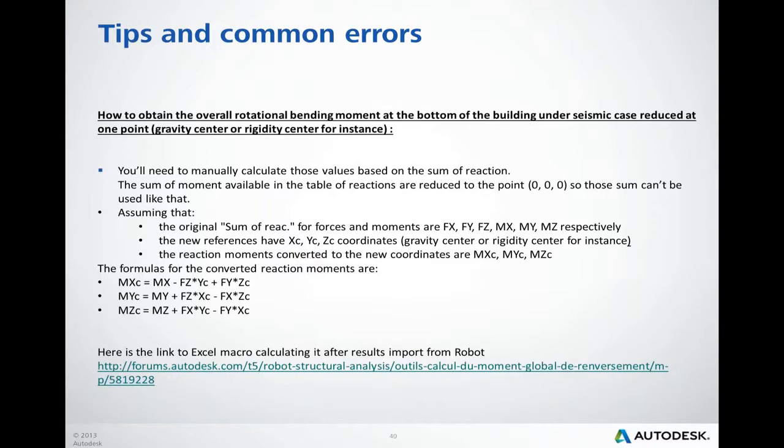It is not possible to obtain the rotational bending moment at the bottom of the building directly from Robot. It must be calculated based on the sum of the reactions with these assumptions and using such formulas. We also created an Excel macro calculating this using the data which can be retrieved from Robot automatically. The link to this macro you can find on this slide.